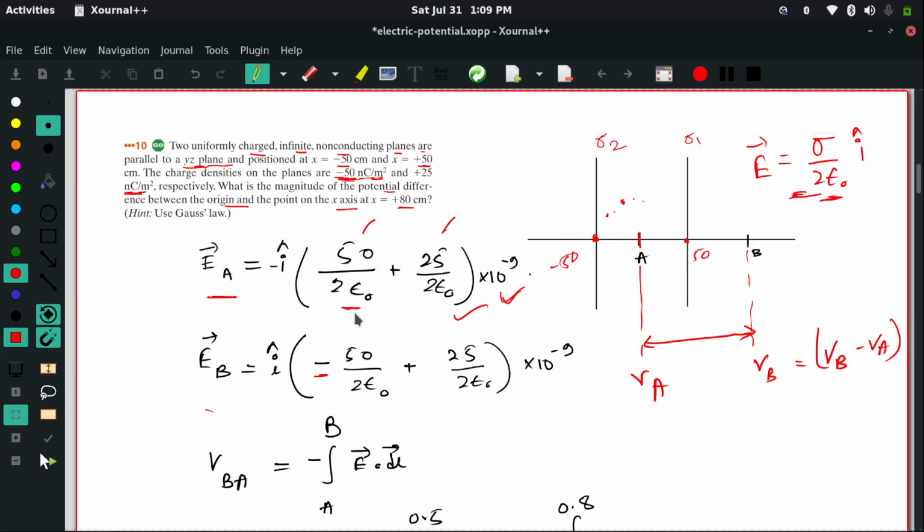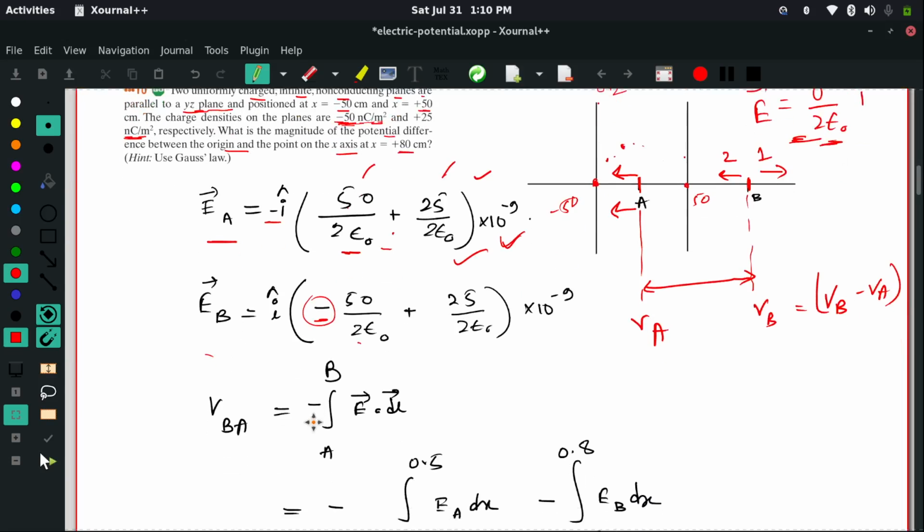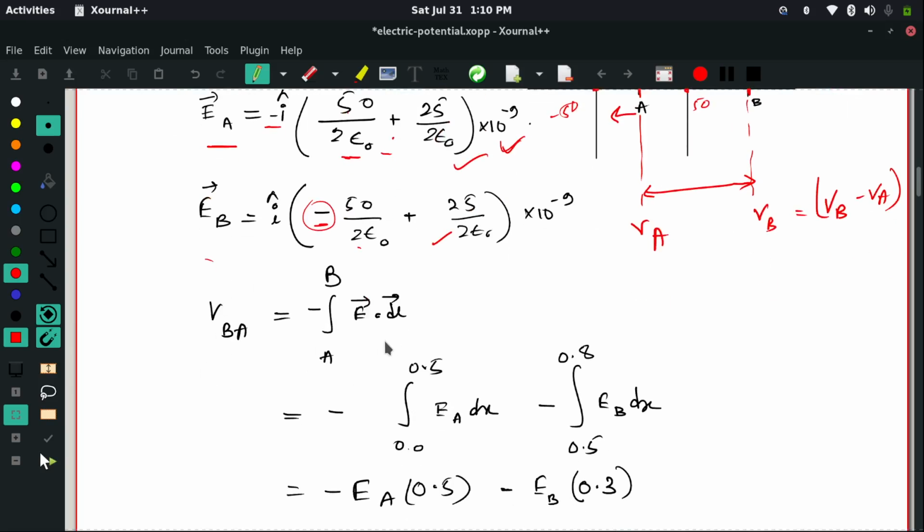In the first problem they are positive, because sigma 1's electric field will be in this direction, and sigma 2, which has negative charge, will also be in this direction. That's why they add up and give you the electric field in the minus i direction. But here the electric field for sigma 1 will be in the positive direction, and the electric field due to sigma 2 will be in the opposite direction. That's why there is this additional minus here. You can add them up, and you have to calculate again this integration.